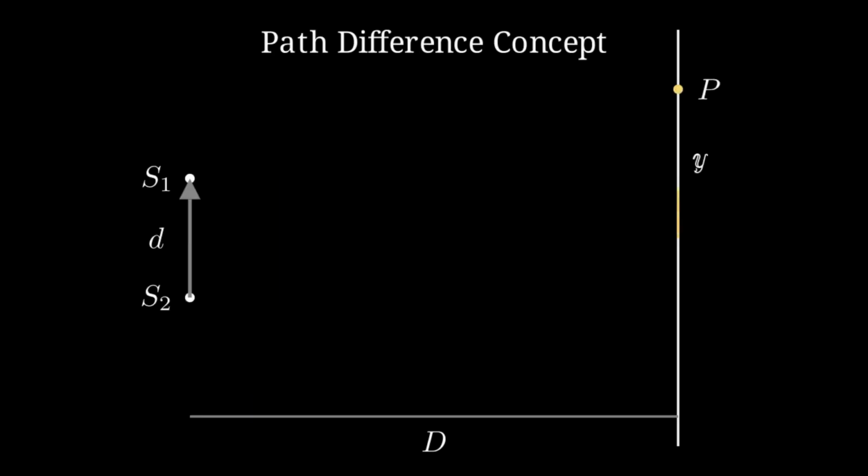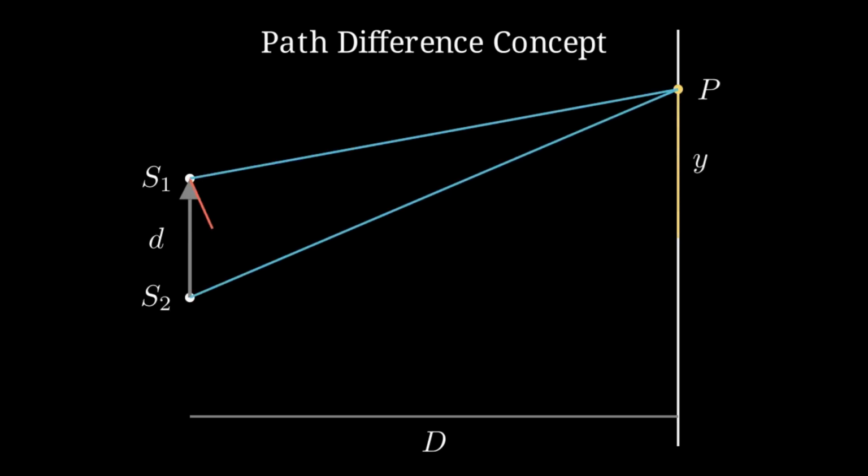Consider a point P on the screen at a vertical distance y from the center. The light from S2 travels a longer distance than light from S1. This extra distance is the path difference, which determines the type of interference at point P.